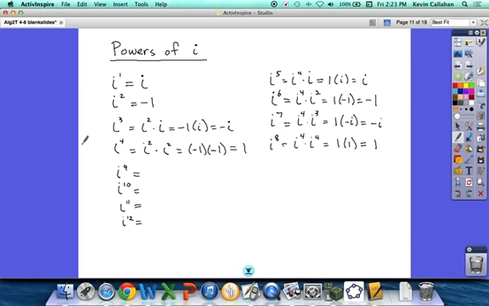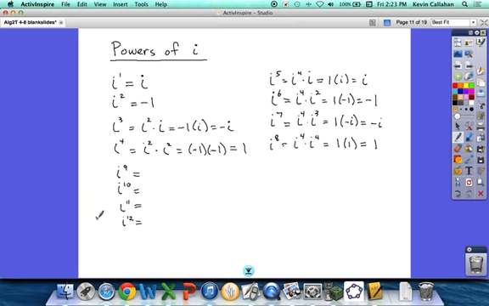Now we'll go to i to the fifth. i to the fifth is i to the fourth times i. But i to the fourth is 1, so that's just i. i to the sixth is i to the fourth times i squared. Add the exponents: i to the fourth times i squared is 6 i's. But i to the fourth we just said is 1, so replace it with a 1, and i squared is negative 1. So that's 1 times negative 1, negative 1.